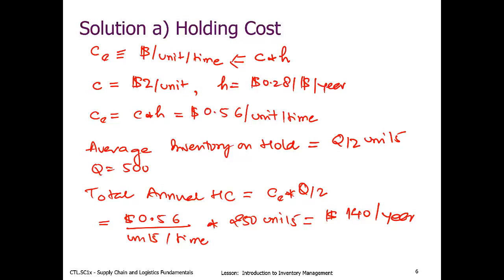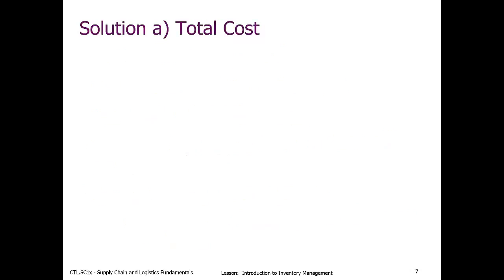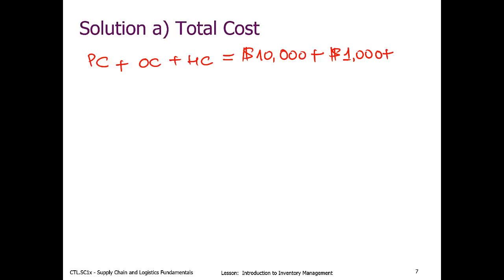So now that we have the purchase cost, the ordering cost, and the holding cost, let's calculate the total cost, which again is pretty straightforward. Purchase cost plus ordering cost plus holding cost, and we have these numbers now, which is 10,000 plus ordering cost we calculated as 1,000 plus the holding cost, which just came out to be 140. This gives us $11,140. Okay, so that's the total cost for the year.